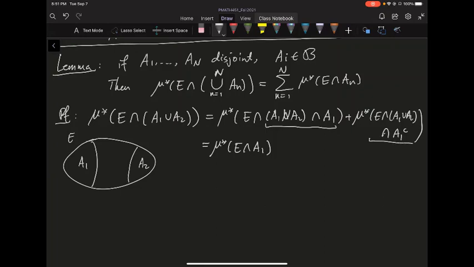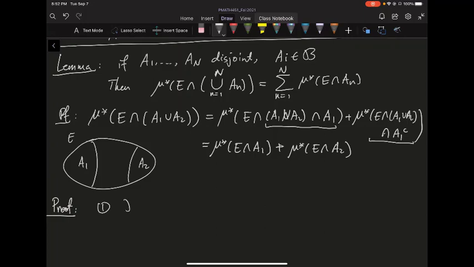But if you consider the second one, what is inside A1 union A2 but not in A1? Well, they're exactly the things that are in A2 because A2 is disjoint from A1. Whatever is not inside A1 has to be coming from A2. So the second part is the mu star of E intersect A2. All right. So this proves two of them, and you can use induction to extend to any n of them. So now we have this little lemma. Let's prove our main result.